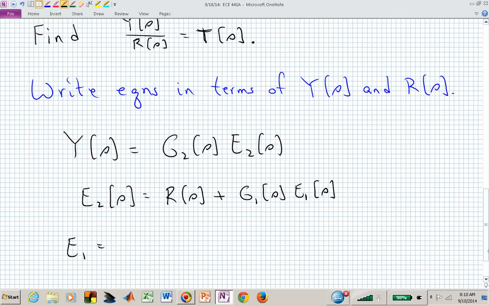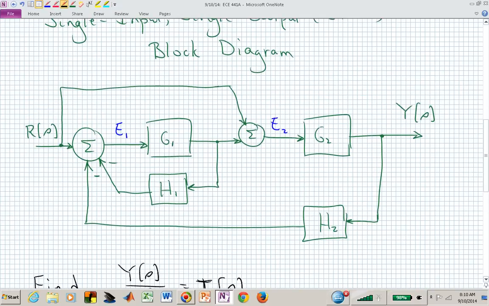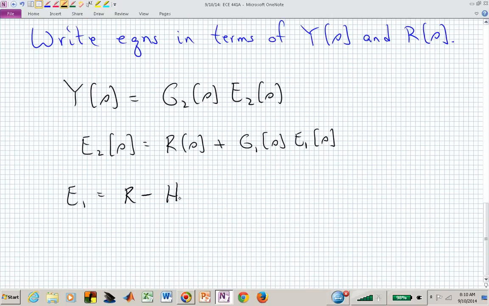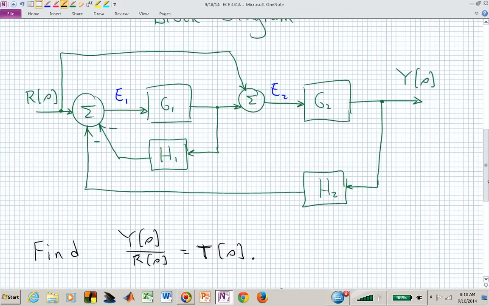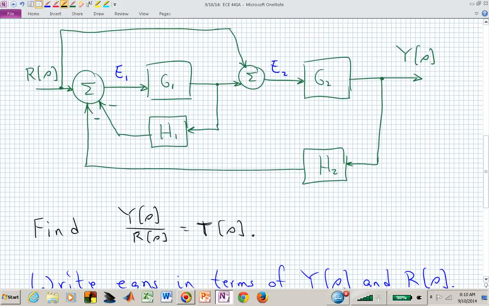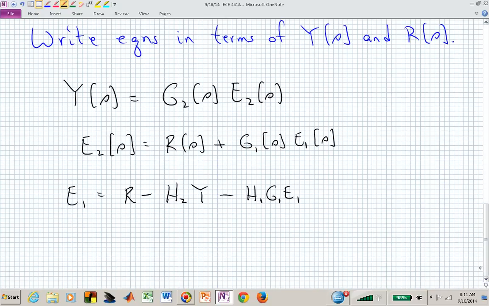What's E1? E1, if we go counterclockwise, is R minus H sub 2 Y minus H sub 1 G1 E1. And with these being scalar transfer functions, they commute. So H1, G1, I may write more alphabetically and just say G1, H1, the product of those. They're just ratios of polynomials in S, and those easily commute. So H1 G1 is the same as G1 H1. If we were dealing with multi-input, multi-output, we couldn't be doing that generically. Any questions so far?